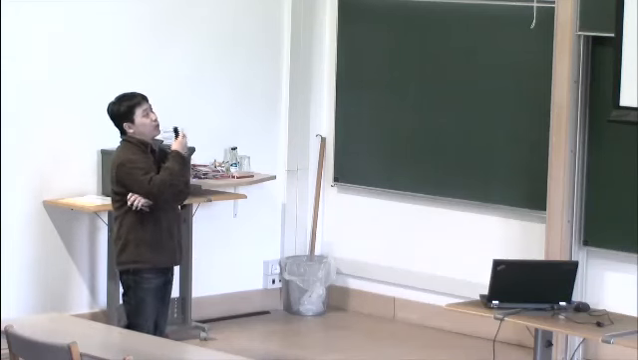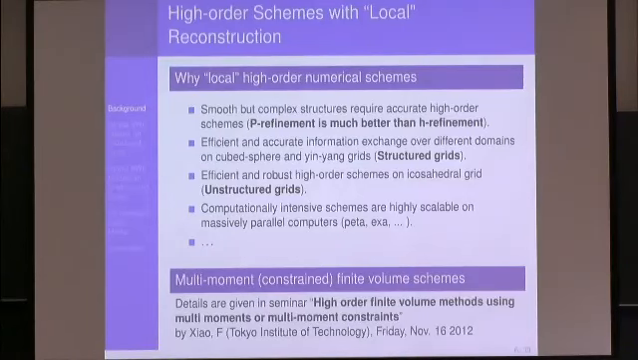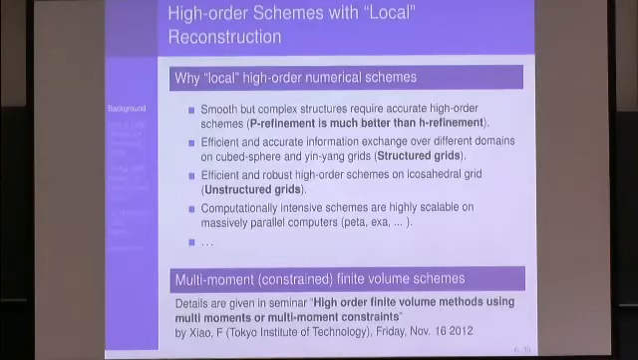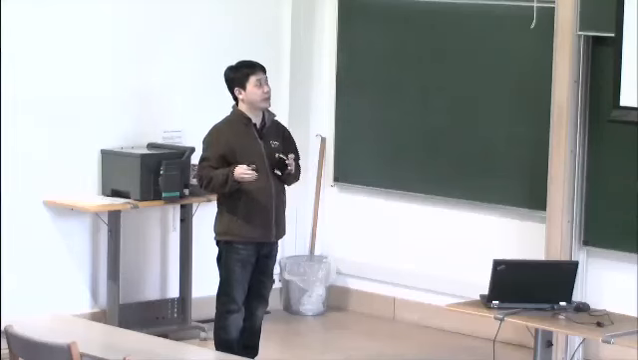There are two ways to improve the numerical results. One is to increase the convergence rate or accuracy order, and another is to refine the computational grids. For such smooth flows with complex structures, p-refinement, that is, increasing the accuracy order, is usually much better than h-refinement, which means refining the computational grid.